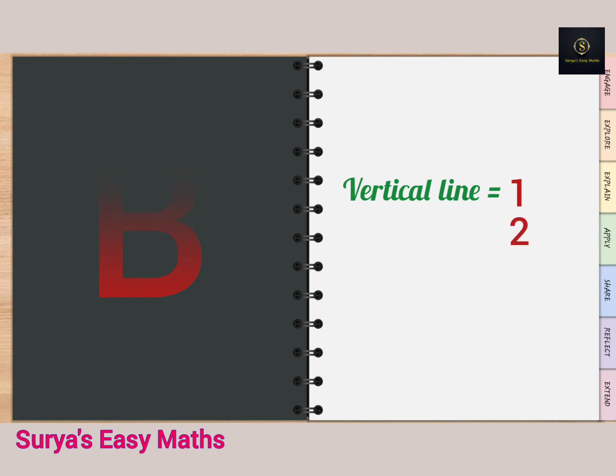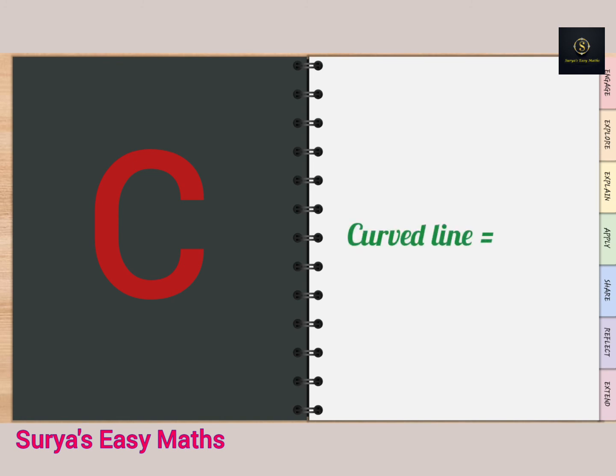Now let's see the next letter. Yes, it is C. So observe carefully. Which line is it? Yes, it is curved line. So how many curved lines are there? Only one. So we write curved line. In front of curved line we write 1 because C is having only one curved line.